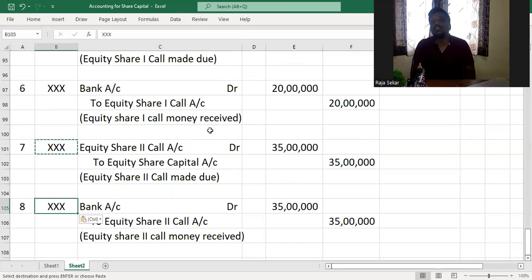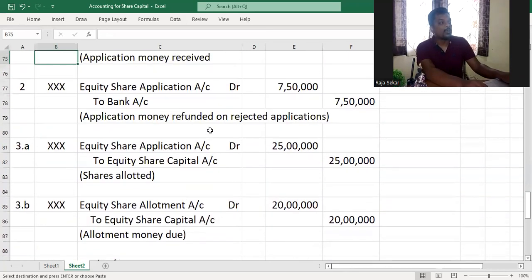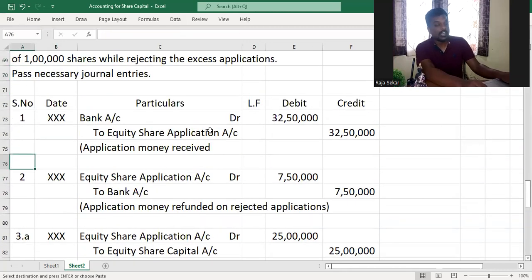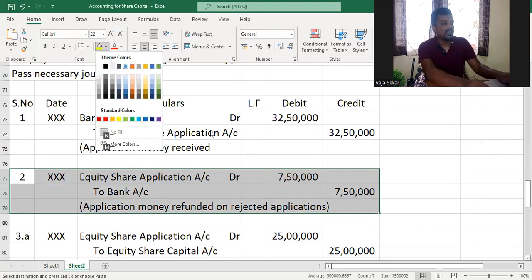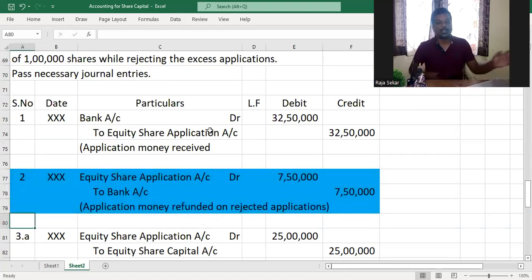What actually happens when we have oversubscription is there are a lot of choices with the company, but in this case, what the company has done is it has rejected the excess applications. So when we reject the excess applications, all we need to do is refund the application money received on the excess applications, and the journal entry for that would be equity share application account debit to bank account. And that's the only thing that is different here. So with that, we have come to the end of this video explaining accounting for oversubscription when the excess applications are rejected. We'll see you in the next video, my dear children.